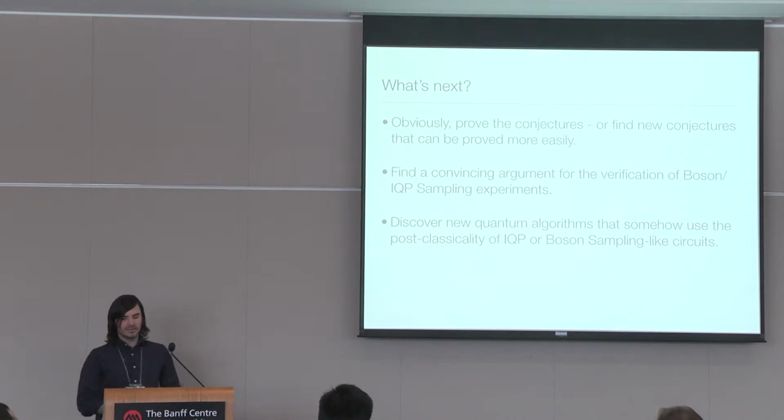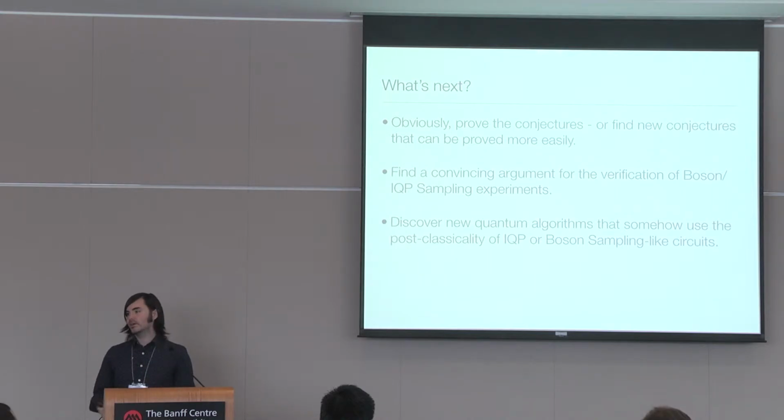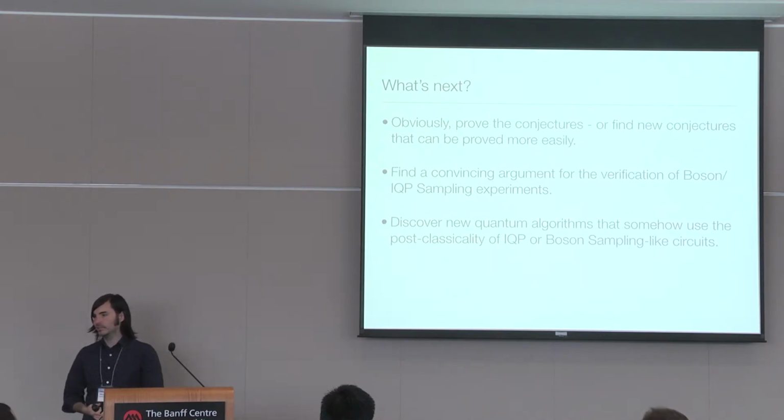All right, so my concluding slide: obviously, prove the conjectures, right? That's the big question. Can we actually prove the conjectures? If we can, we've now got a really, really strong argument that quantum computers can't be classically simulated, and we can move on.